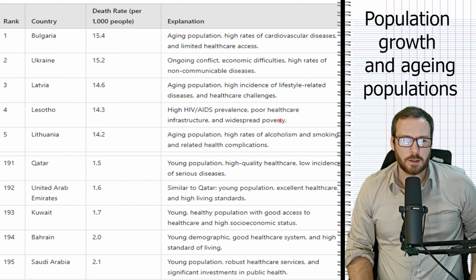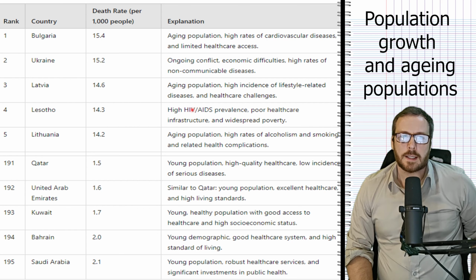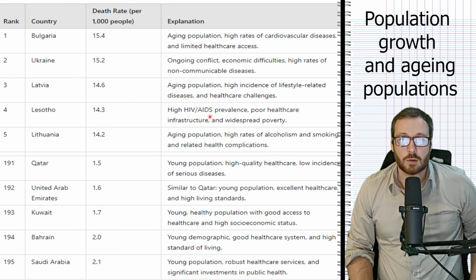Here's a few reasons. Bulgaria, actually, if they have an aging population, the chances of death are much higher, but it is about access to healthcare. Sadly, we have wars going on, diseases in Lesotho, which aren't being looked after, it seems. Many people with HIV in developed countries have access to drugs that allow them to live a long, healthy, happy life. And due to widespread poverty, getting access might be a problem. Look at Lithuania. Alcoholism is the key in this case.